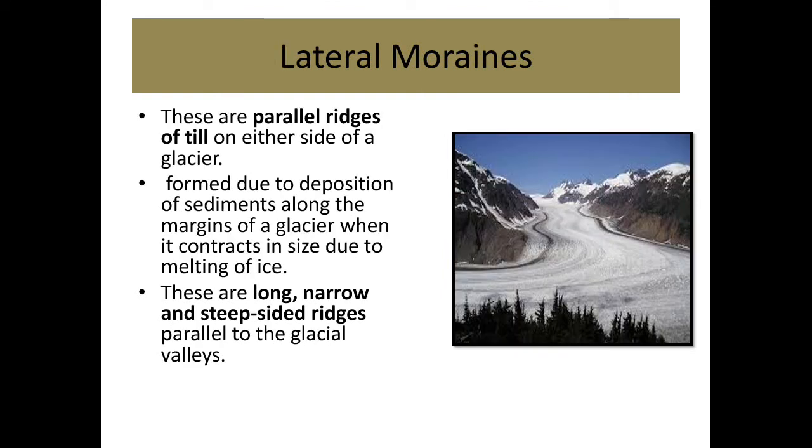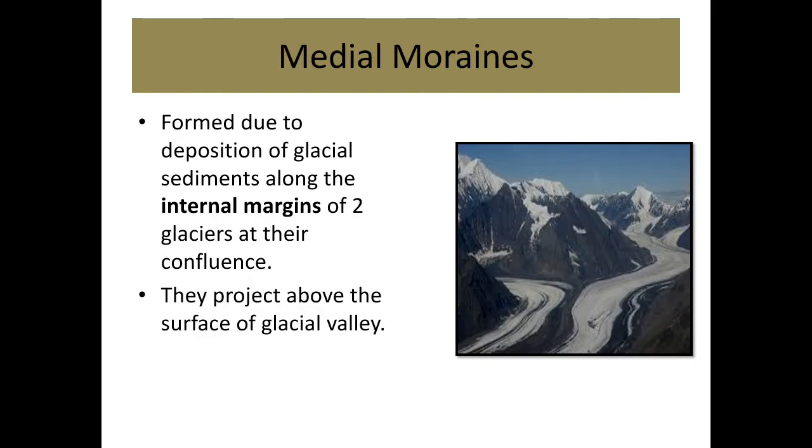Lateral moraines are parallel ridges of till. We can see that they are formed in the lateral position, on the sides. They are parallel ridges of till on either side of the glacier, formed due to deposition of sediments along the margins of the glaciers when it contracts in size due to melting of ice. These are long, narrow, and steep-sided ridges parallel to the glacial valleys.